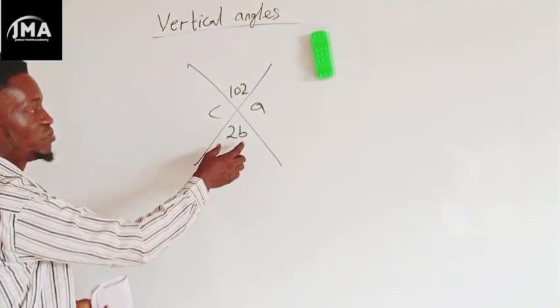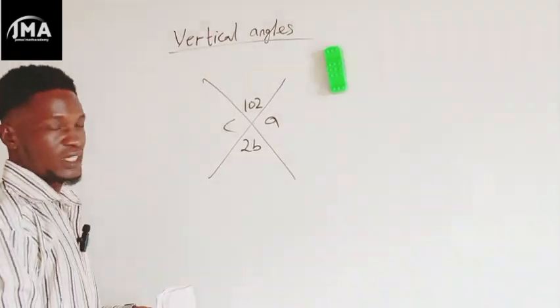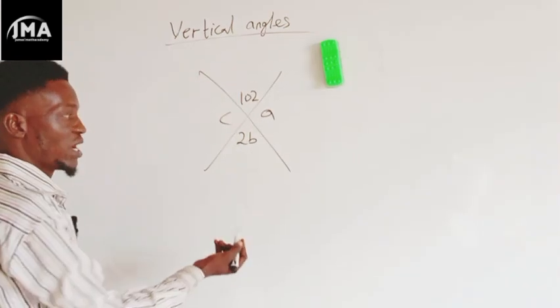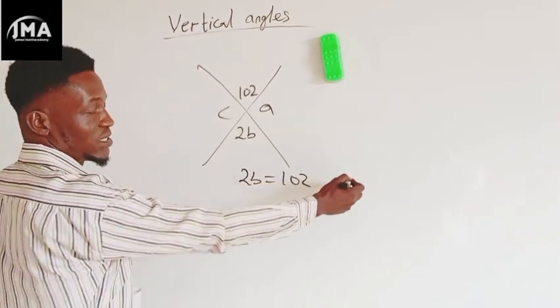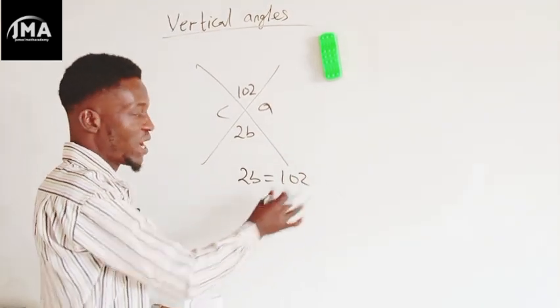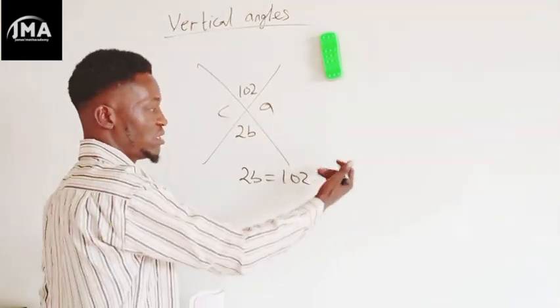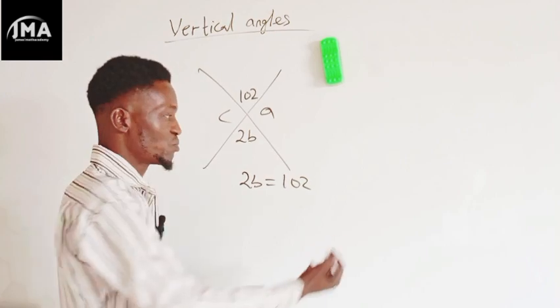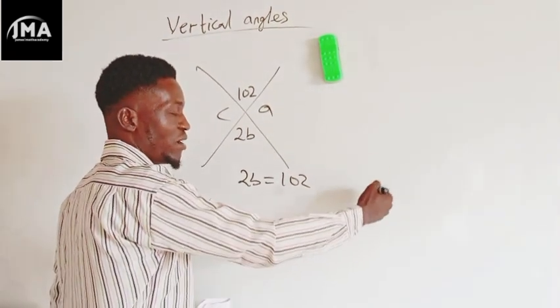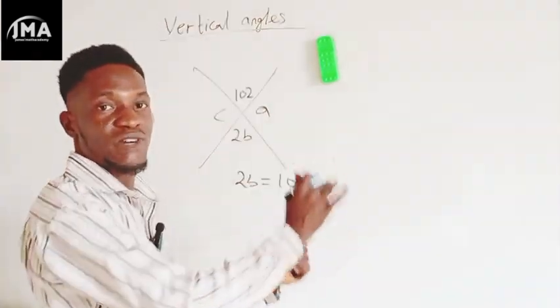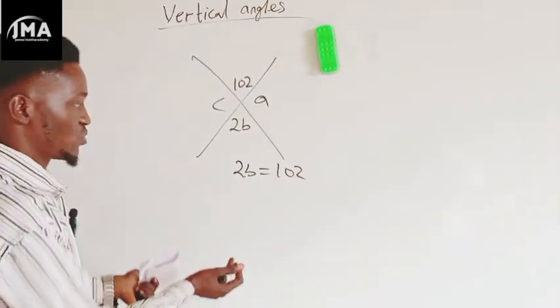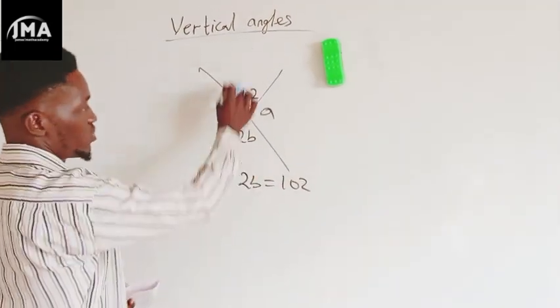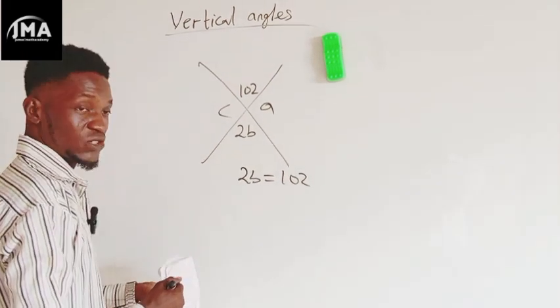You know that this 2b is equal to 102 degrees. Why? Because vertical opposite angles are equal. Please always state the reason why it's like this. So in your practical question, just put it in brackets: vertical opposite angles are equal. That is why this one is equal to this. So if you have something like this, what are you going to do?